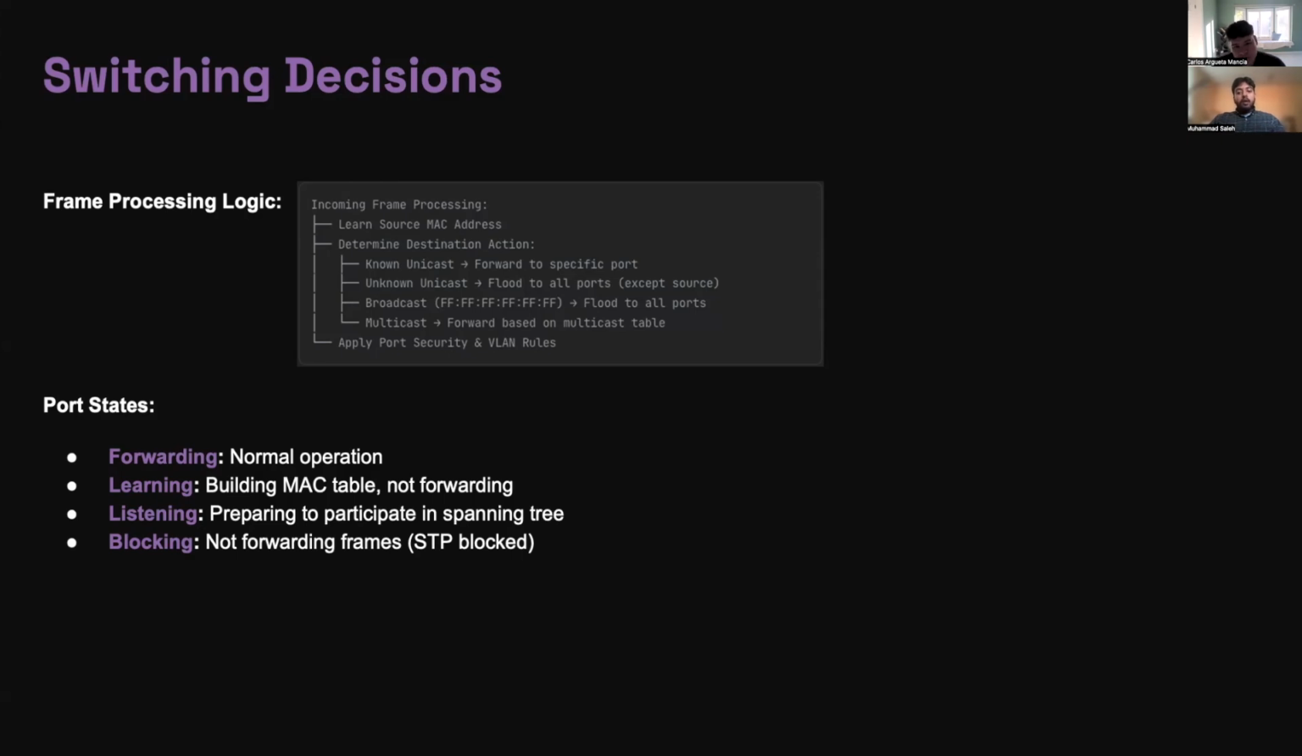And then in the end, you also have port security and VLAN rules, where you could define port security so that a specific port can only have a particular device or MAC address connected. If you go into port states, you have forwarding, where you have normal operation. In learning, you are building the MAC table and not forwarding. In listening, you are preparing to participate in the spanning tree, and in blocking, you are not forwarding frames.